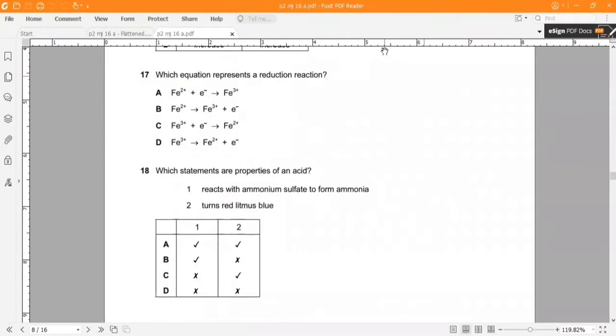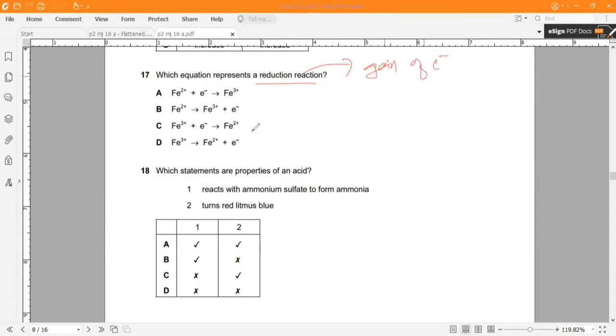17.1, they are talking about which equation represents the redox reaction. There are four options: A, B, C, D. In terms of electrons, a reduction reaction is gain of electrons. So where does gain of electrons take place? If you see the oxidation number, in option A, Fe2+ when it gains electrons is supposed to become Fe1+, but it became Fe3+. That is not the right one.